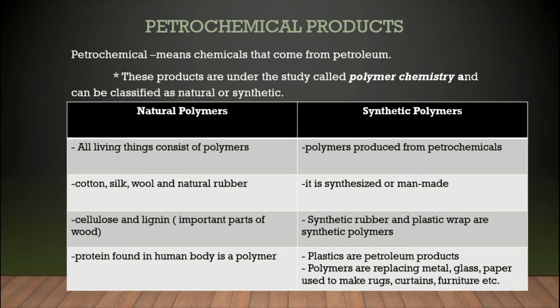As for synthetic polymers, these are polymers produced from petrochemicals. It is synthesized or man-made. Synthetic rubber and plastic wrap are synthetic polymers, man-made. Plastics are petroleum products. Polymers are replacing metal, glass, and paper used to make rugs, curtains, furniture, and parts of cars, planes, and trains. So out of this, we can really realize how important petroleum is, right?